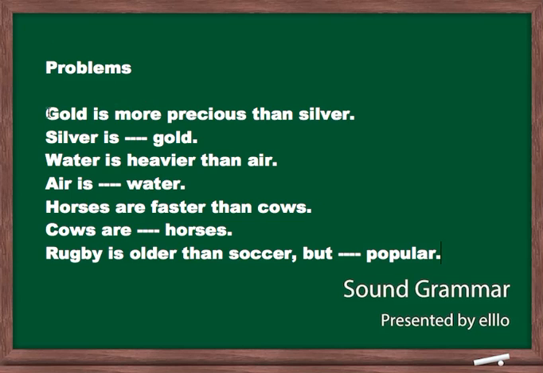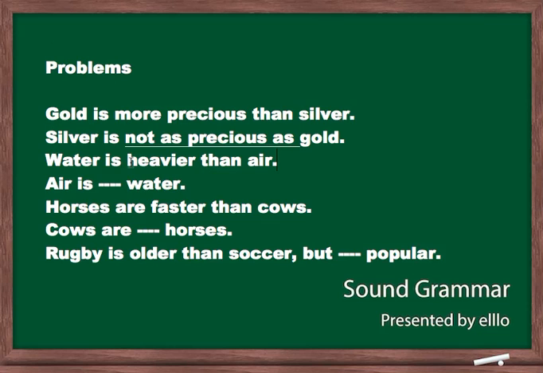The first one is gold is more precious than silver. Gold is more precious than silver. So that means that silver is not as precious as gold. So gold is more precious than silver. That means silver is not as precious. Oh, excuse me, let me go and put that there. Not as precious as gold.